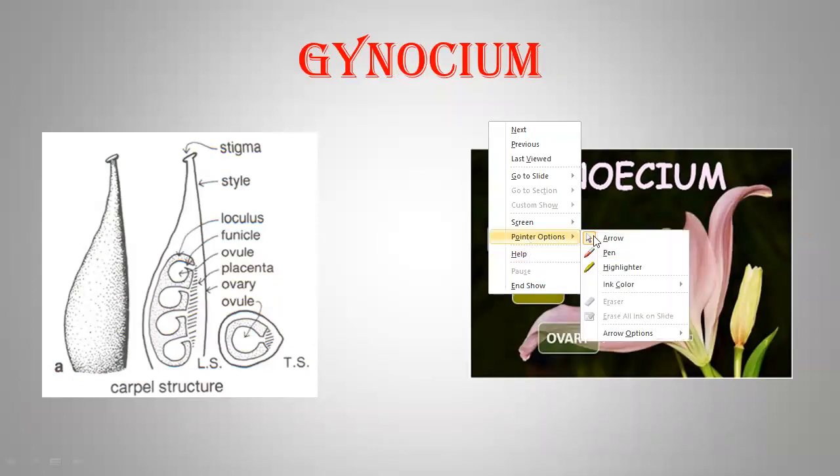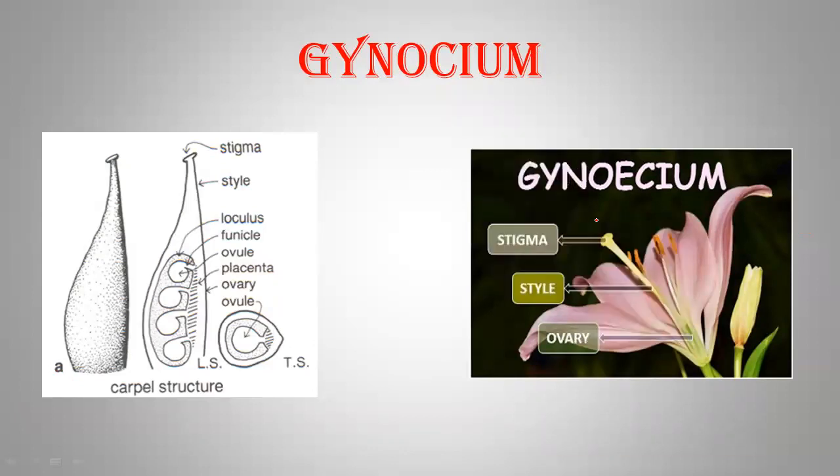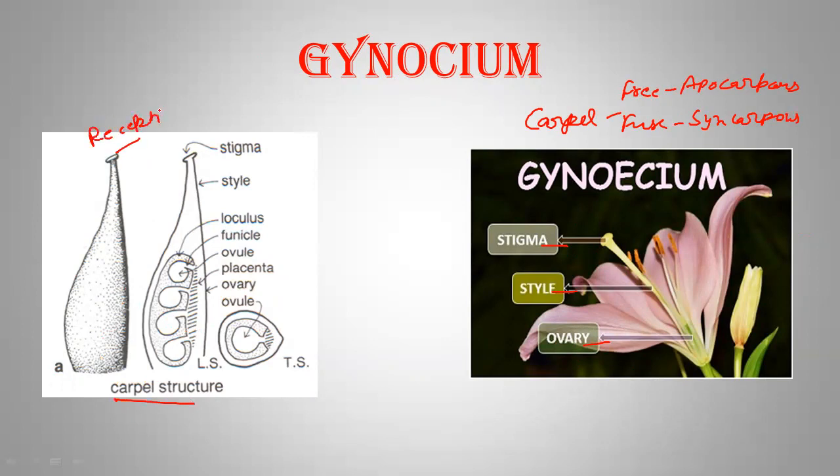Gynoecium is the female reproductive part in a flower. It is made up of stigma, style, and ovary. One unit of this is called a carpel. If carpels are free, that is called apocarpous. And if carpels are fused, that is called syncarpous. So in the carpel structure, we find there is a stigma on the top, which is the receptive surface of pollen grains.